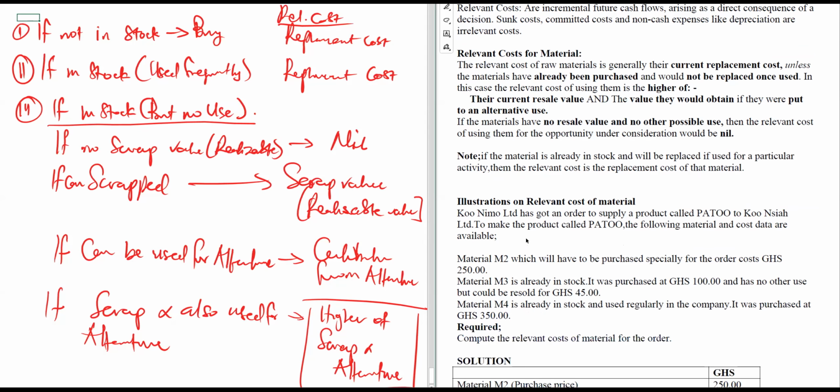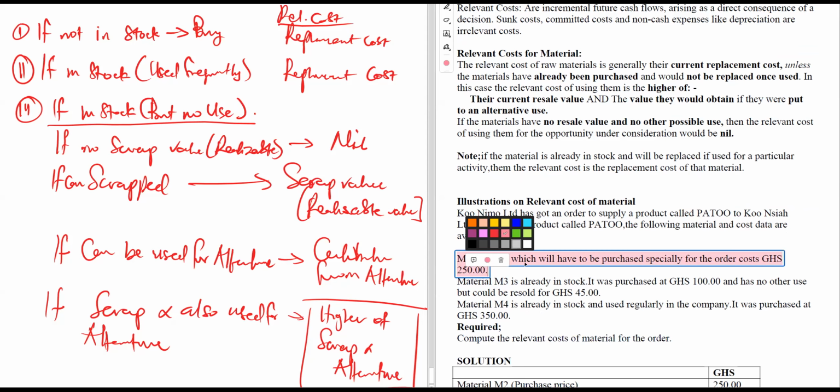So let's see. Konimo Limited has got an order to supply a product called Pato to Konsia Limited. To make the product called Pato, the following material cost data are available. Now, material M2, which will have to be purchased specifically for the order, cost 250. It is not in stock, so we have to purchase. What is the relevant cost here? Replacement cost. No, 250. It says which will be purchased.